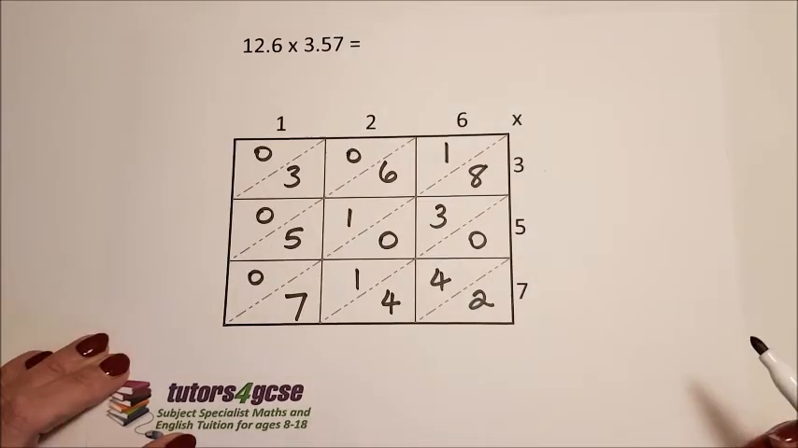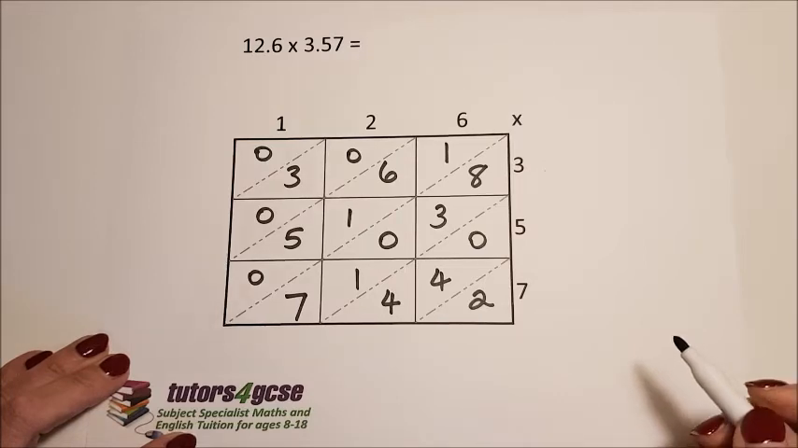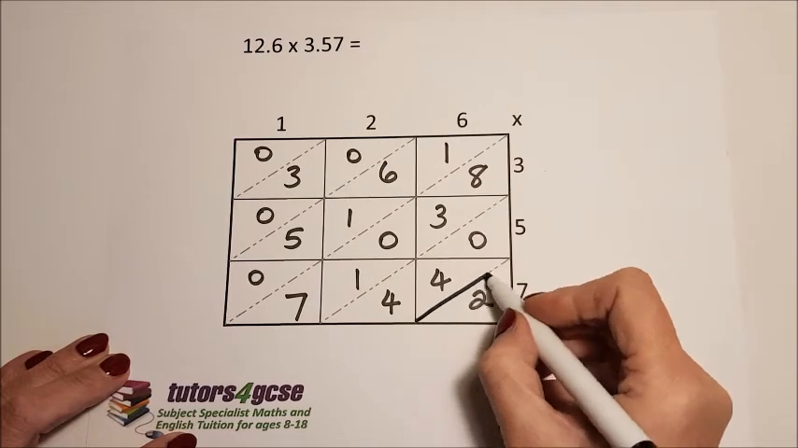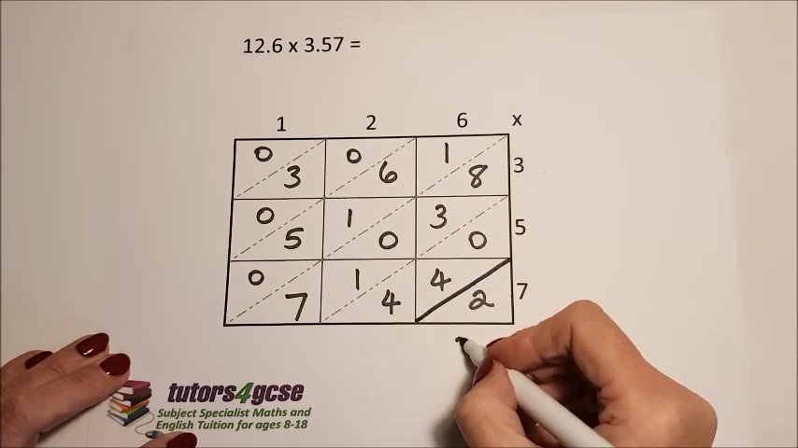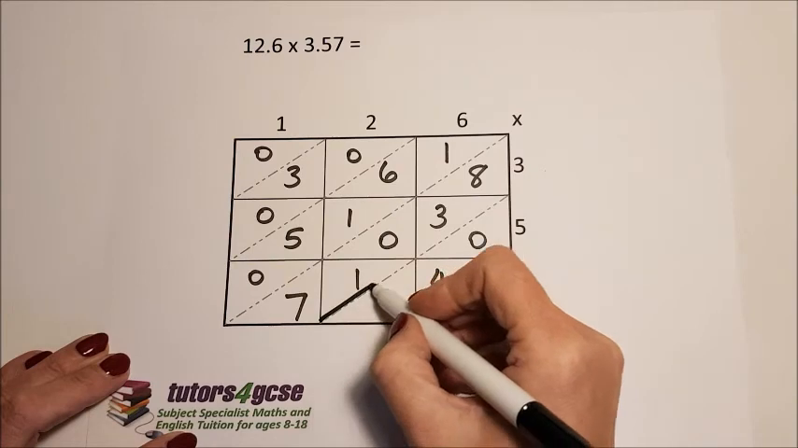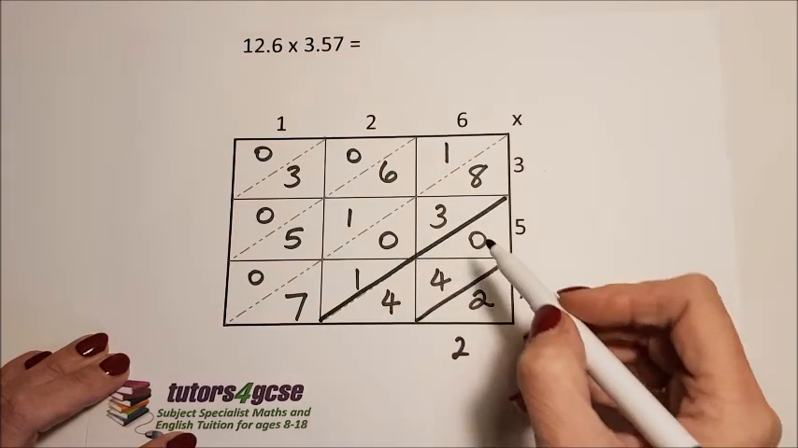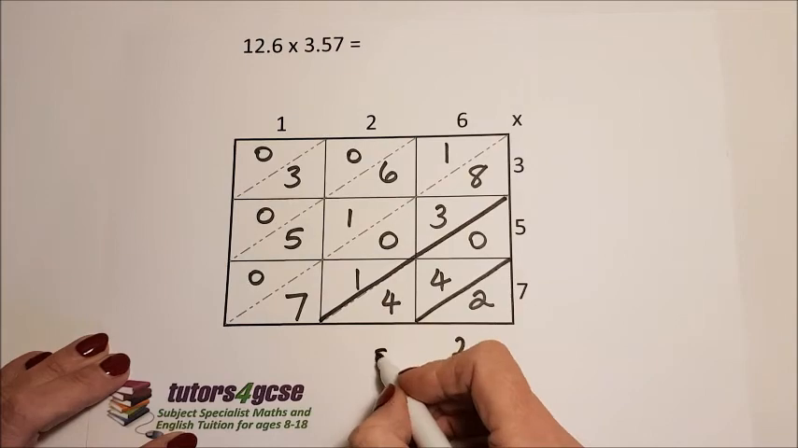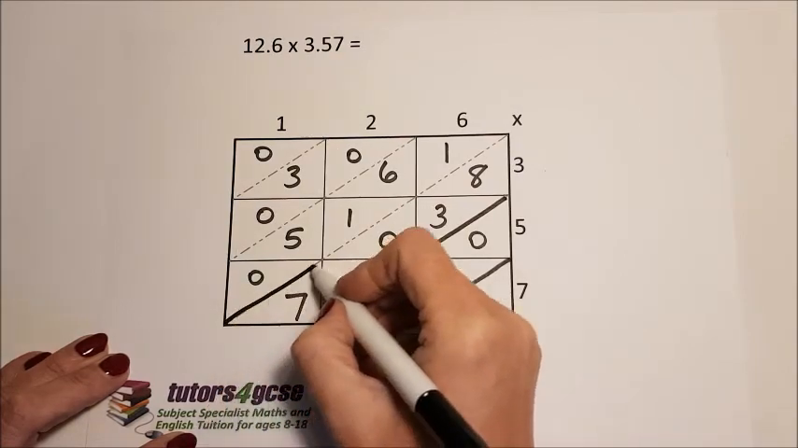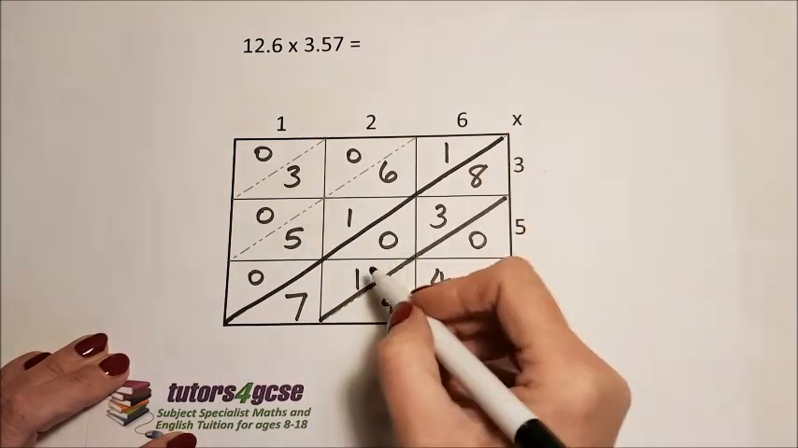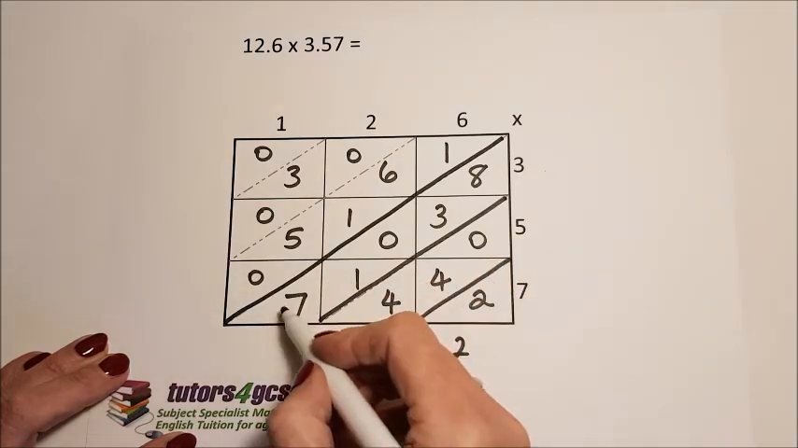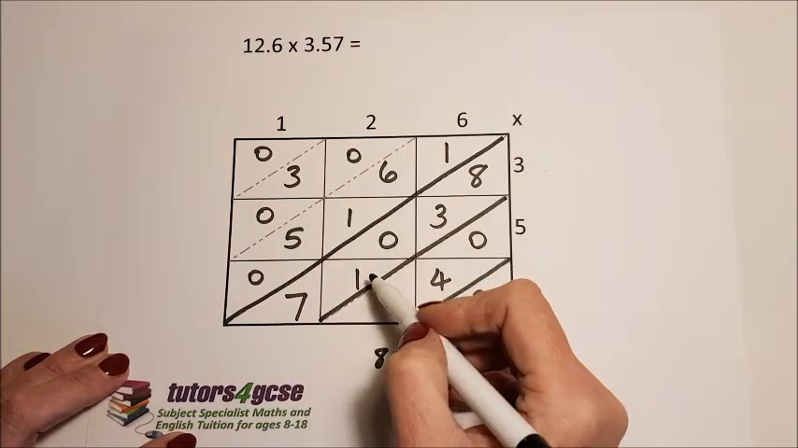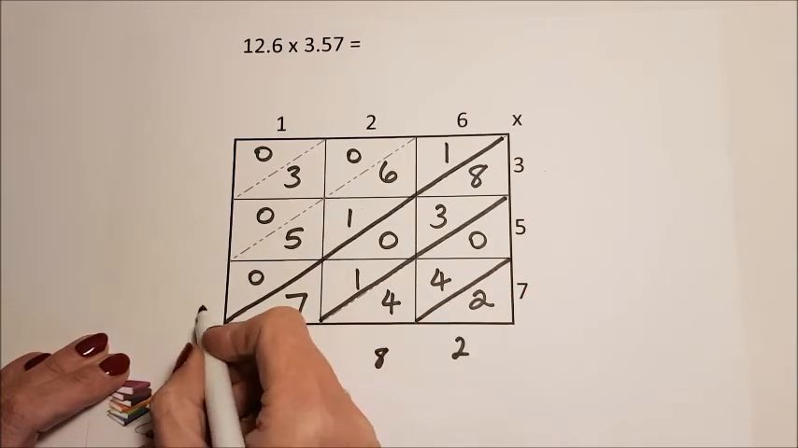Okay, so I've done the multiplication. All that's left is to add up along the diagonal lines. Just have a quick check that your grid contains the correct numbers, that you've done the multiplication bit correctly, and then we'll add up along the diagonal lines. So at the bottom, first one, we just have a 2. Between the next two diagonals, 0, 4 plus 4 is 8. Between the next two diagonals, we have 8, 3, 1 and 7. So 7 and 3 is 10, and 8 is 18, and 1 is 19. Carry the 1.